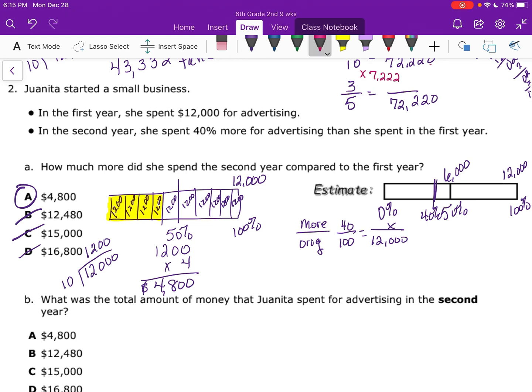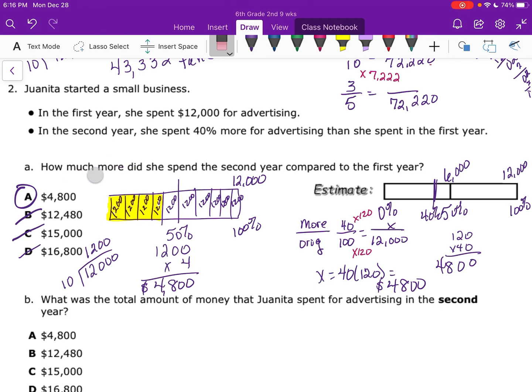Okay, so 100 times 120 will give us 12,000. Or, yeah, so times 120. So 120 times 40, 0, 0, 8, 4. Okay, so 4,800.